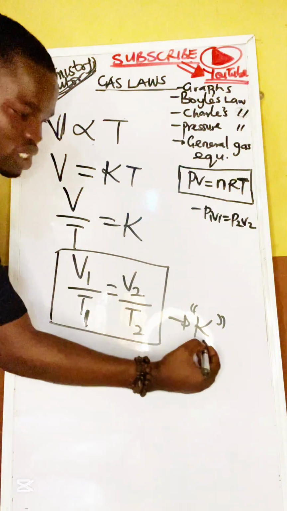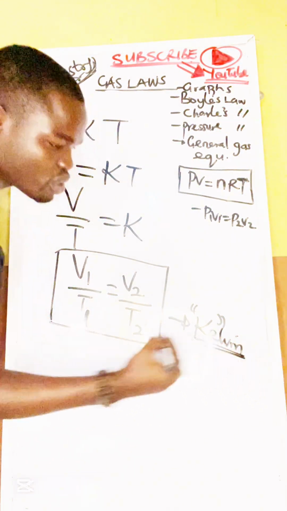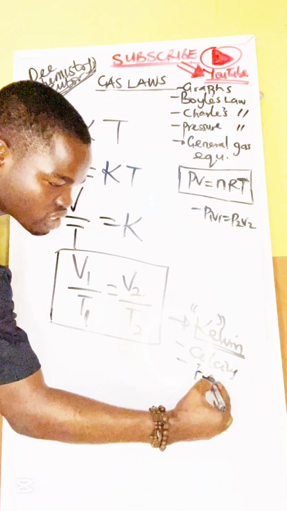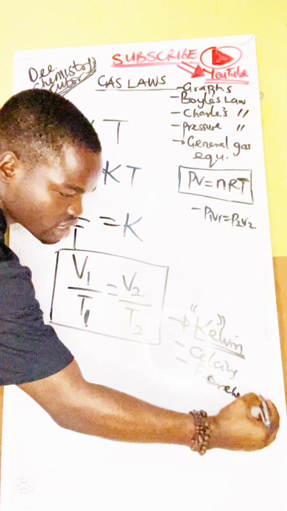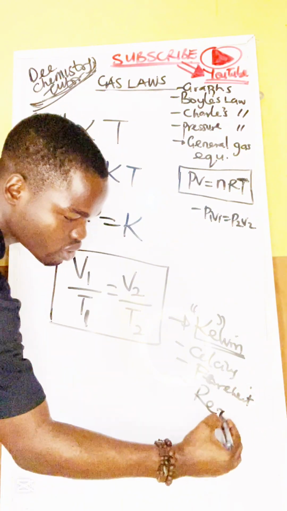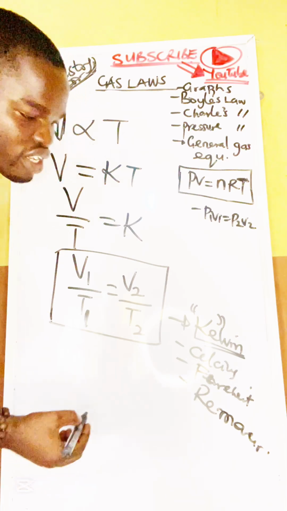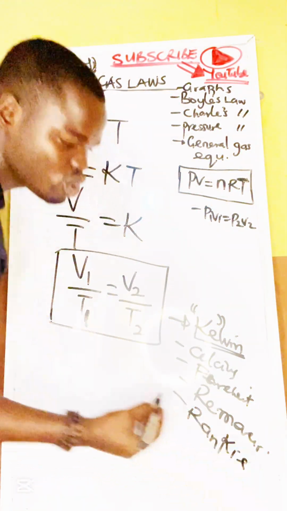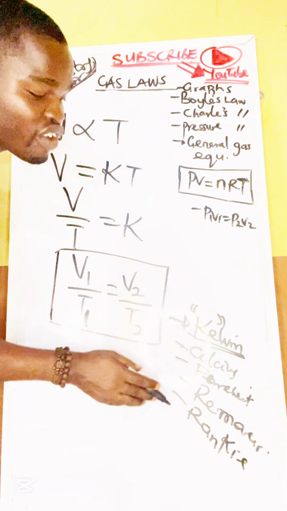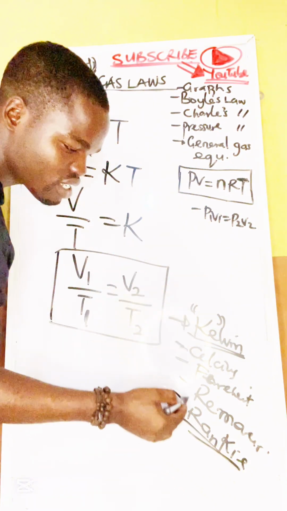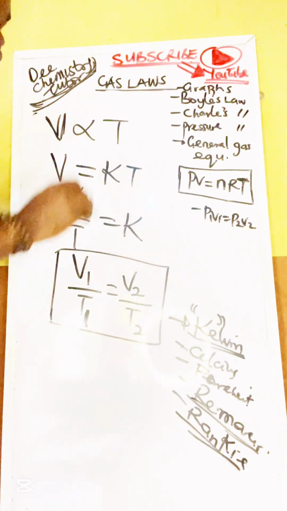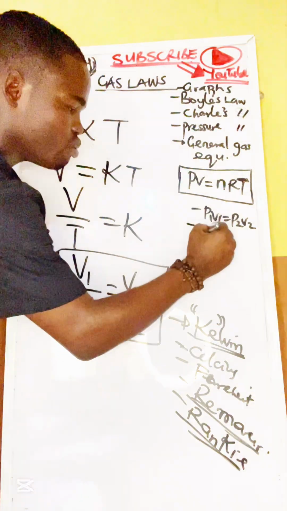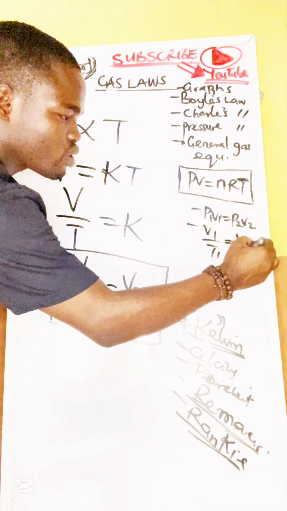So this must be in Kelvin. There are different units of temperature. We have Kelvin, we have Celsius, we have Fahrenheit. We have the Reaumur scale. We have Rankine. They might not ask you this one, but the ones you should know are Kelvin, Celsius, Fahrenheit. But if you are preparing for post-UTME, you should know Rankine and Reaumur. So don't worry, I will talk about temperature scales maybe after this video. Okay, so now this is the second formula that I need. This is for Charles' law.